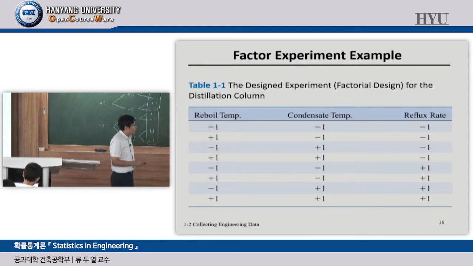And this is the table for the designed experiment, the factorial design for the distillation column. And as you can see here, this table is exactly the same as this flow chart. Rather than using this table, you can make this flow chart, or you can calculate the number of outputs by using this equation. It's much easier to draw the conclusions.